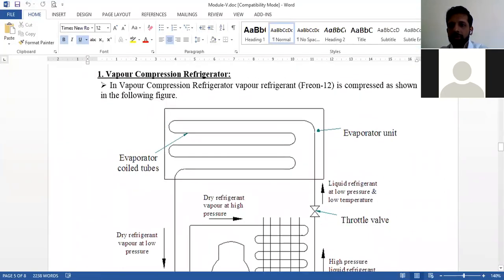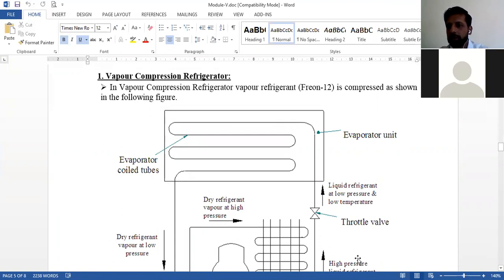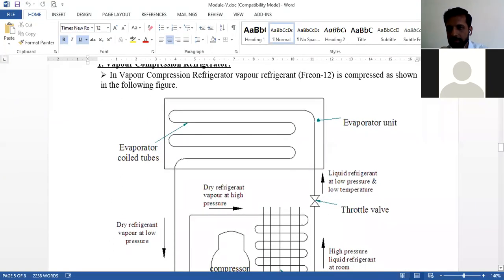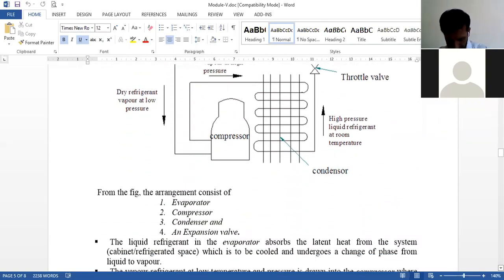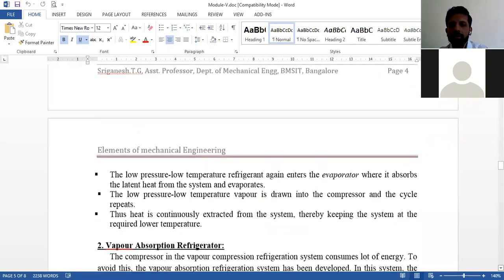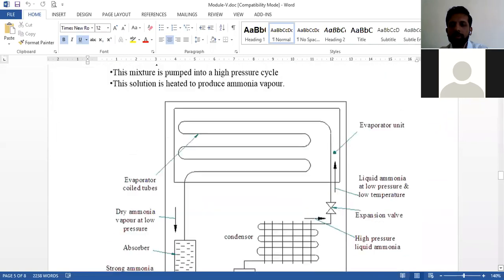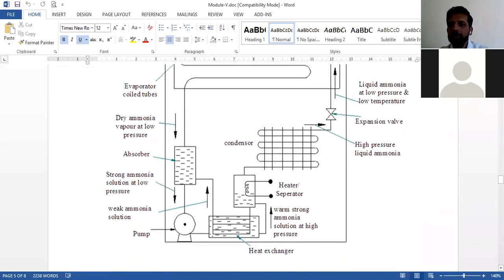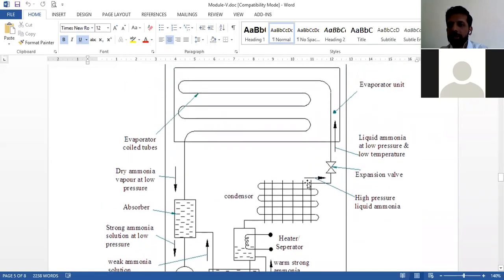From the condenser, at the exit of the condenser, the ammonia will have a low temperature, but at a higher pressure only. So next it is going to pass through the expansion valve. And what is going to happen in the expansion valve? There is a sudden increase in the area.